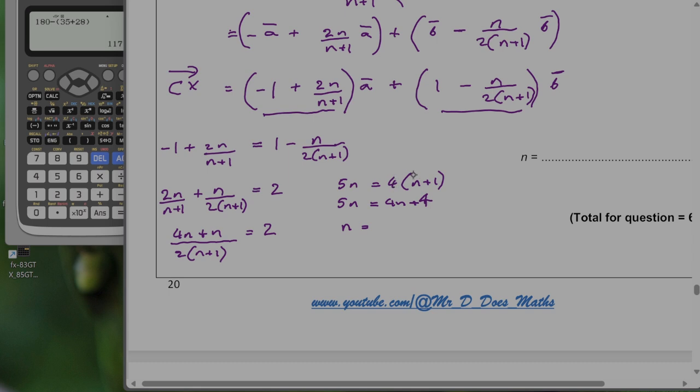4 times n would give me 4n. 4 times 1 would give me 4. So n has got to be equal to 4. So n is going to be equal to 4.